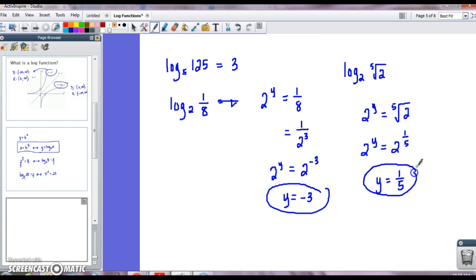So when you see different problems like this, don't let that get you all flustered. It's just a matter of taking it out of log form and writing it in exponential form, and then getting those bases to be the same.